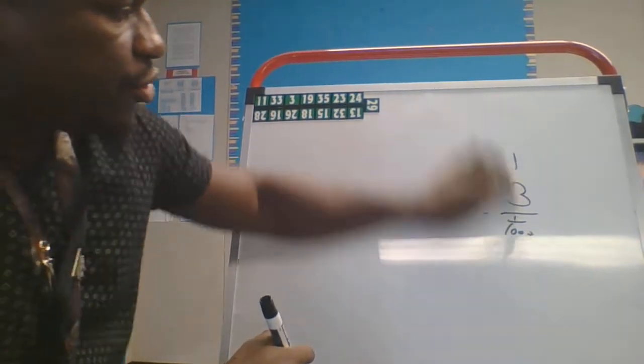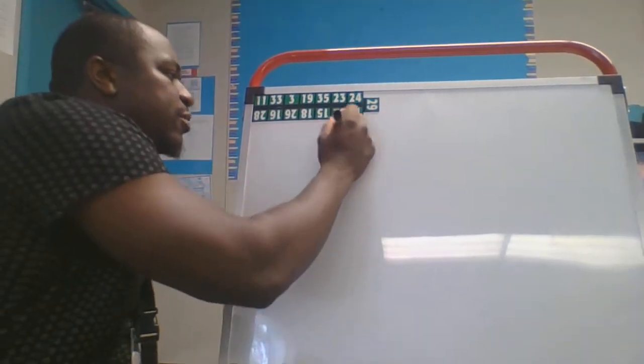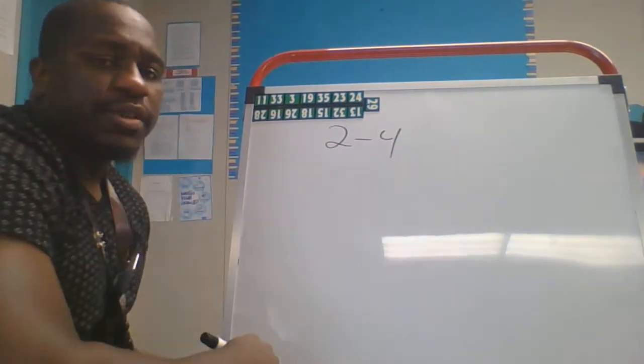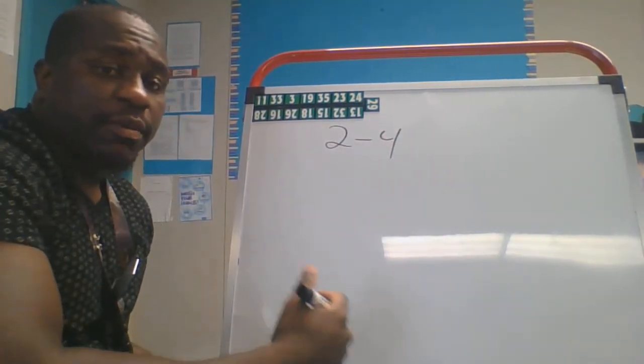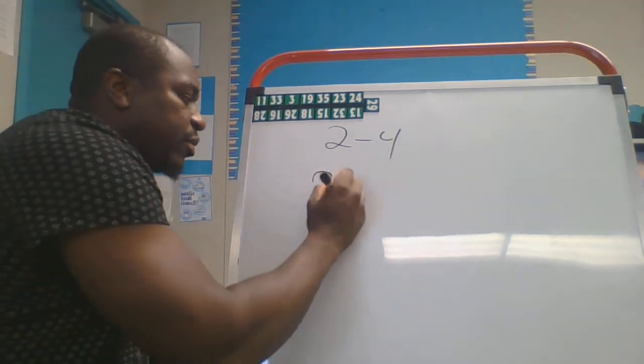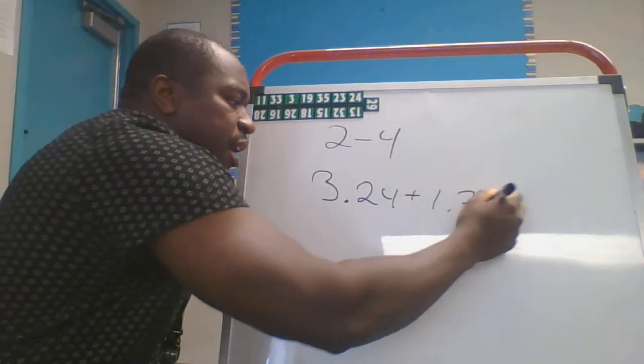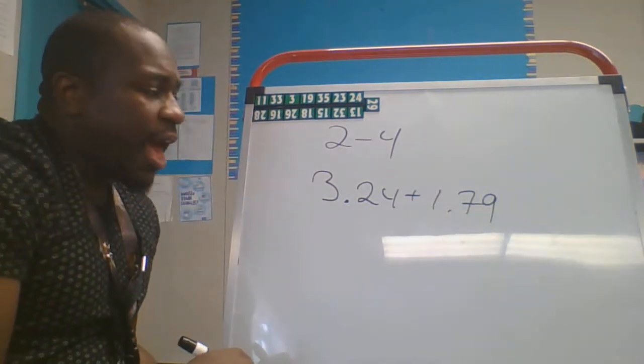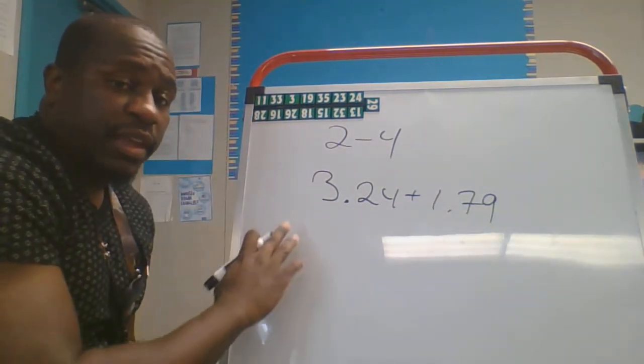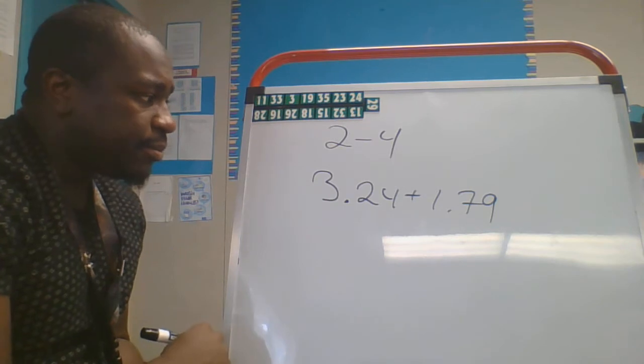The second, 2-4, adding decimals. Line up your decimals. So on Google Forms, the problems are going to be written like this. 3.24 plus 1.79. Okay? You're going to have to fix them and align your decimals. So go ahead and give it a shot.